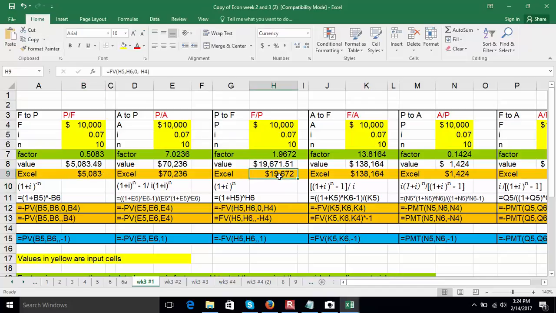So we did future value, which is FV. We did present value, which is PV. Two separate functions. All right, so let's look at the next one. And this assumes that we're going to have an annuity of $10,000. And what is that worth right now if we invest it for 10 years at an interest rate of 7%?